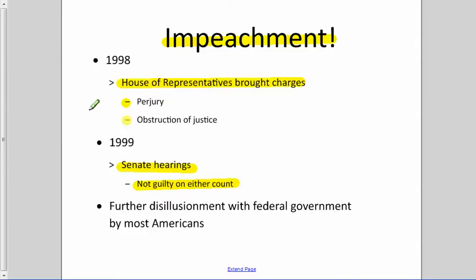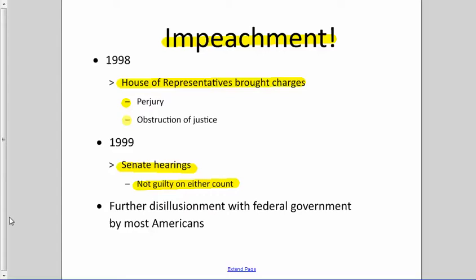The perjury and obstruction of justice actually had to do with lying under oath, mostly about having an affair during an investigation into an entirely different issue that had to do with when he had been governor of Arkansas.